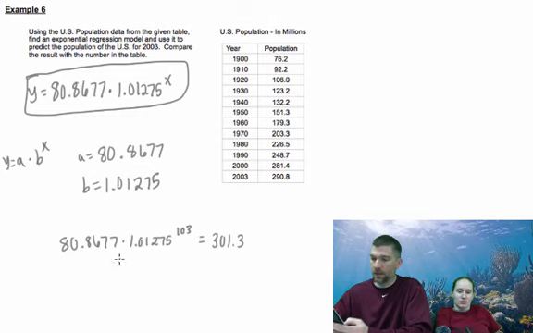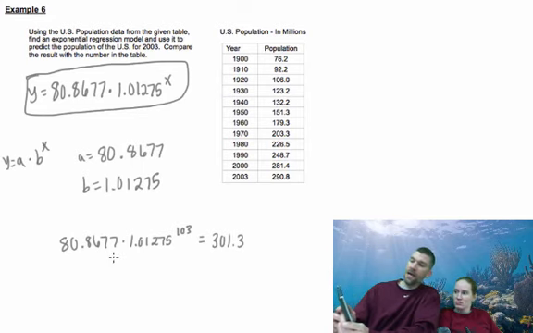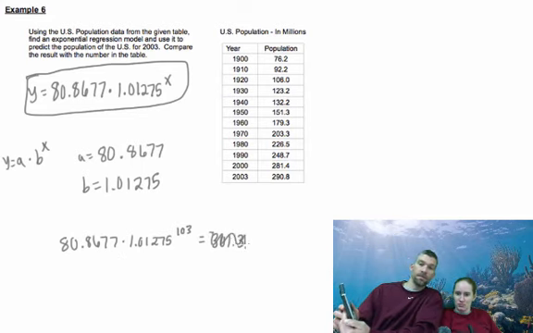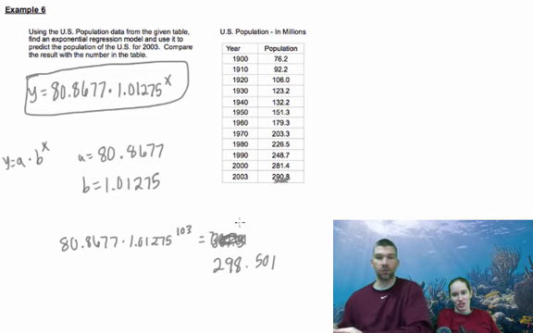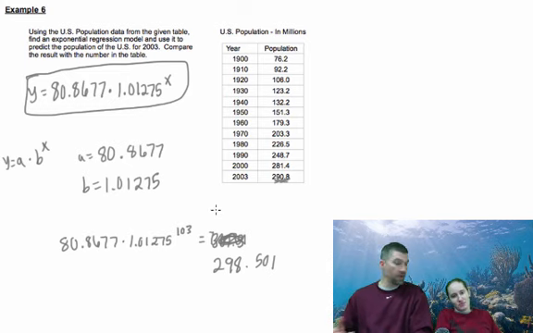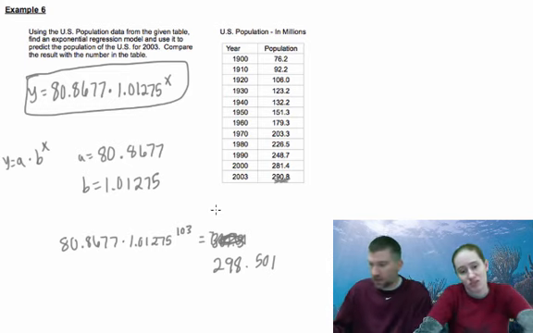All right, so X is 10. No, X is 103. Menu. Trace. And I get 298.501. That's pretty close. That's not bad. It's a pretty close estimation. That's 8 million away. 8 million, when you're talking about hundreds of millions, is not that much.